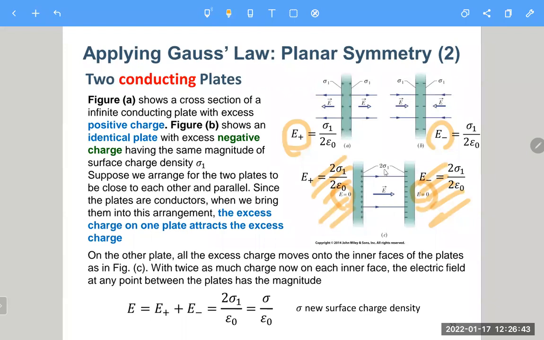For the middle part, you can imagine this is the right side of the positive plate and the left side of the negative plate. So they both generate E field to the right side in this region. They add together, sigma 1 over 2 epsilon naught plus sigma 1 over 2 epsilon naught. So overall, the E field will be 2 sigma 1 over 2 epsilon naught.